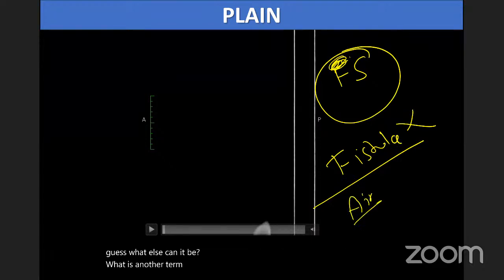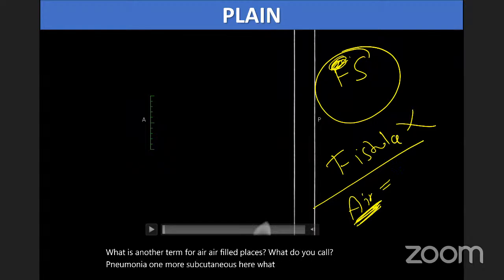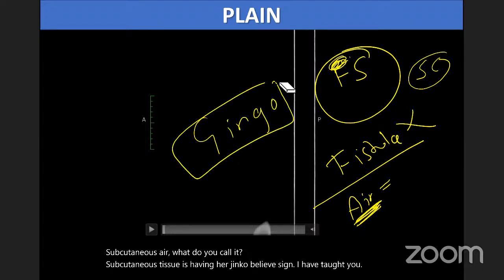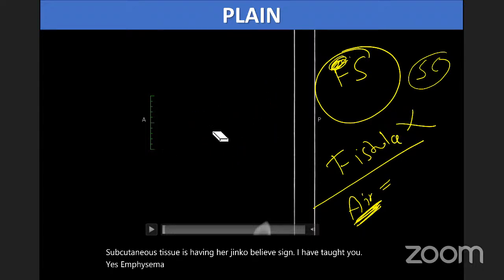What is the other term for air? Air-filled places, what do you call? Pneumo. Okay, one more. Subcutaneous air, what do you call it? Subcutaneous tissue is having air. Ginkgo leaf sign, I have taught you. Yes, emphysema. So this is called emphysematous cholecystitis.